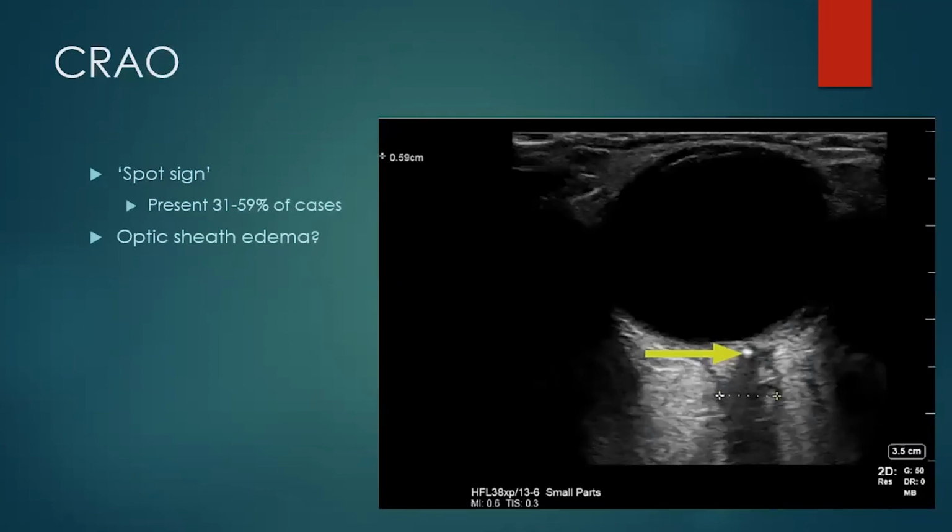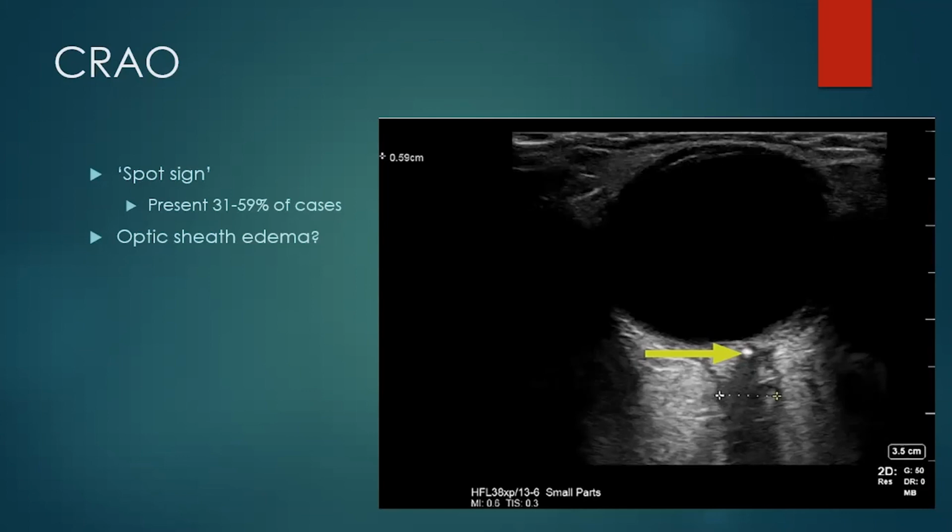Two things you may see with central retinal artery occlusion, one more well described than the other. The major thing that I wanted to bring up was this spot sign, which is this hyperechoic, small, millimeter or 2 millimeter area right here. It shows up within the optic nerve sheath. This is going to be sometimes present. It's certainly not 100% of the time going to be there. But depending on which studies you look at, it's present in between 31 to 59% maybe of cases where it was evaluated. So sometimes, not always, but something you can find.